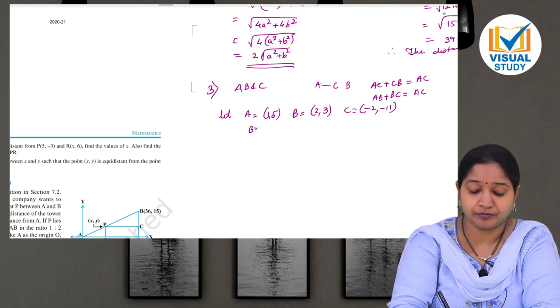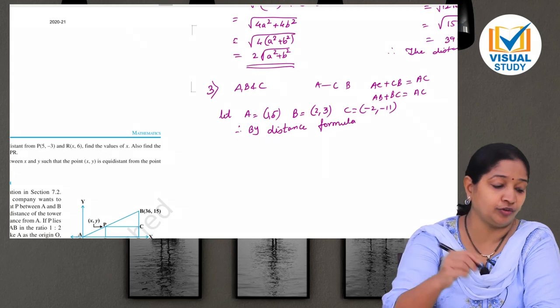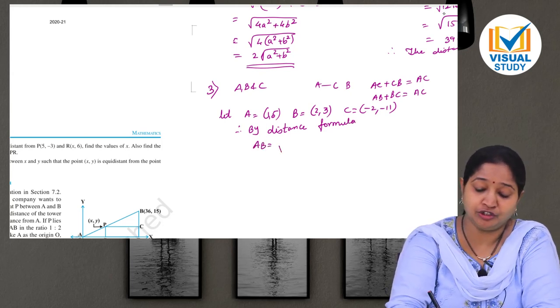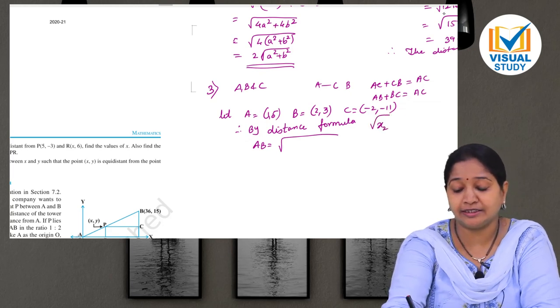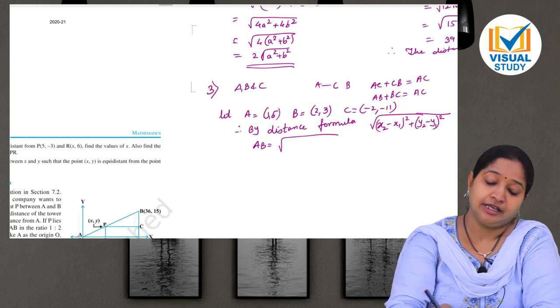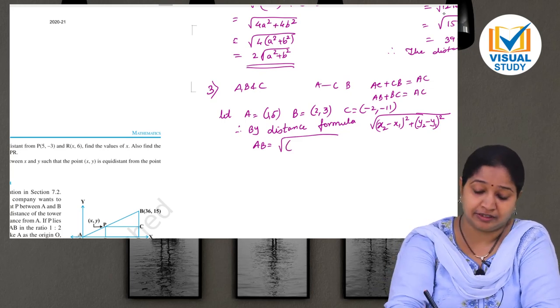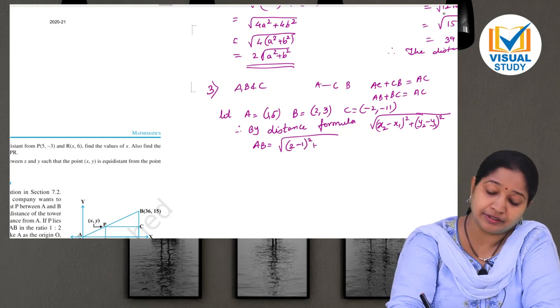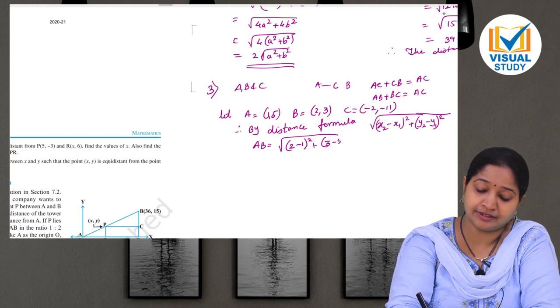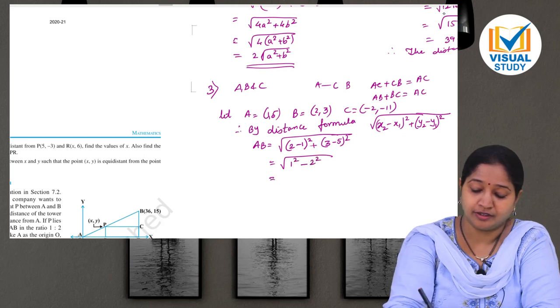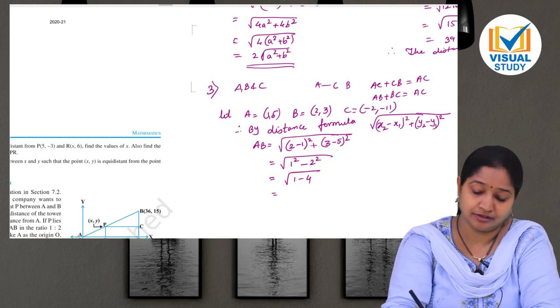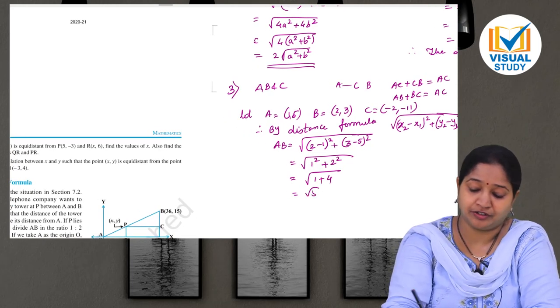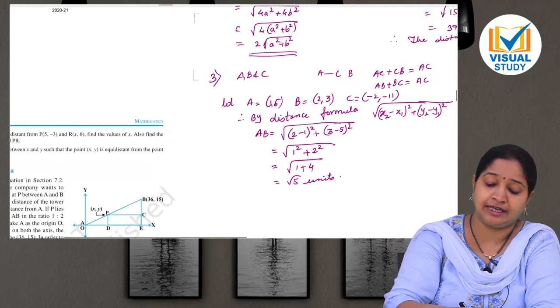Again by the distance formula. What is your AB? Before that you have to write the distance formula, that is the square root of x2 minus x1 whole square plus y2 minus y1 whole square. AB is 2 minus 1 whole square plus 3 minus 5 whole square. What do you get? 1 square plus minus 2 square, that is 1 plus 4, and that is 5. So root 5 units is your AB.